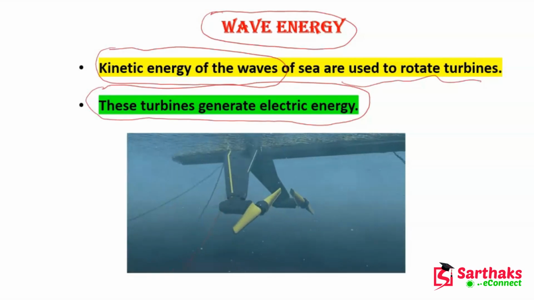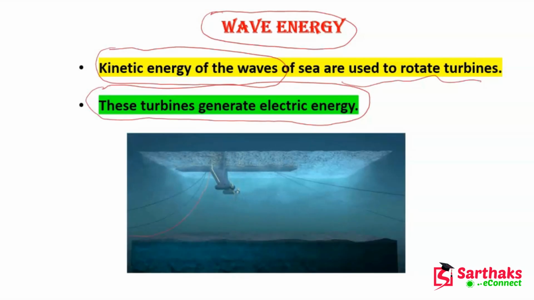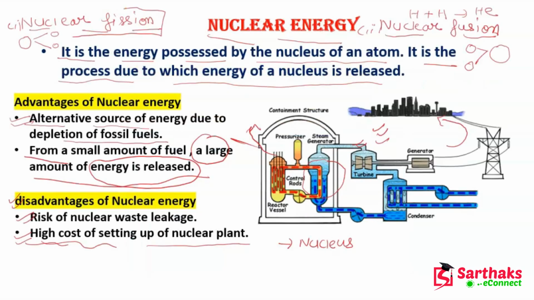I hope these points are clear to you. First of all, we saw what nuclear energy is, and in nuclear energy we saw two processes, nuclear fission and nuclear fusion. Nuclear fission is used in our nuclear power plant, where we heat water, make steam to rotate the turbine and generate electricity.